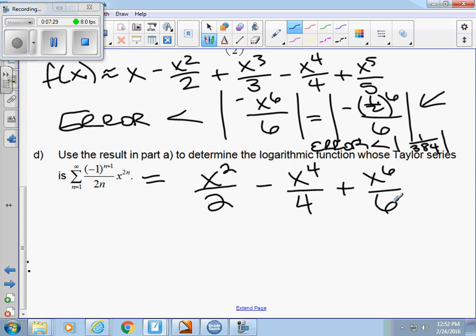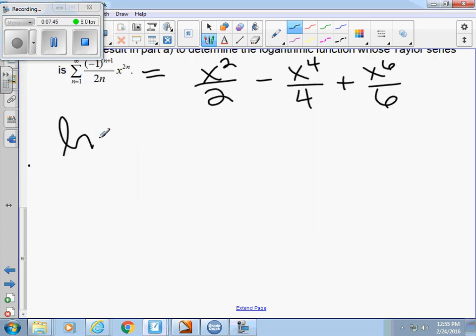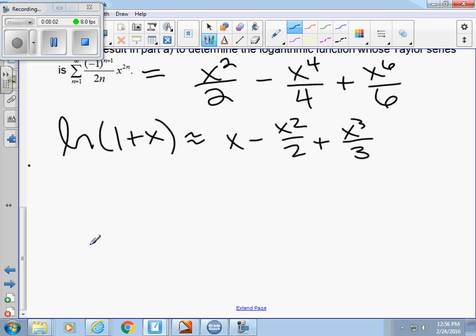Okay, I'm going to pause and I want you to think. See if there's anything you could come up with where the logarithmic function would equal that. All right, remember the natural log of 1 plus x was x minus x squared over 2 plus x cubed over 3. Everyone agree? What's one thing you notice immediately that I'm going to have to do to make this happen?